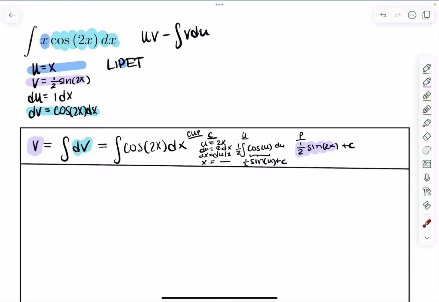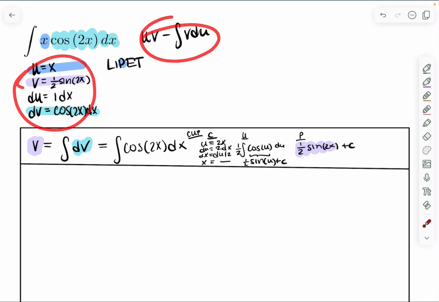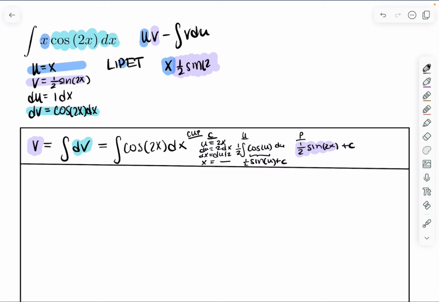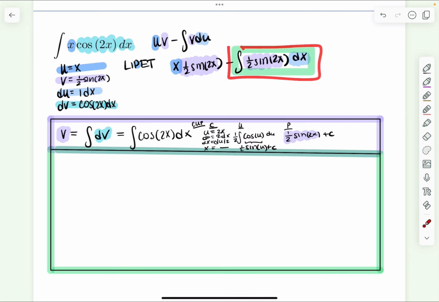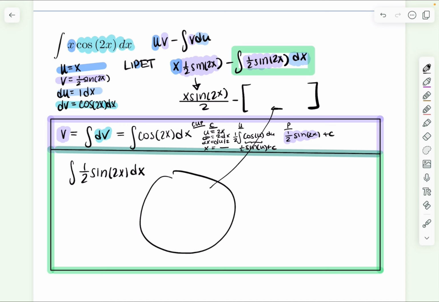We don't care about the plus c's because at the end of the day, there might be 5,000 plus c's, but you're going to have only one plus c in your answer. Now that we have everything that we need, let's get into the equation. So we have u, which is our x, times v, which is 1/2 sine of 2x, minus the integral of v times du, which is just dx. And then this right here is the second integral, and we're going to solve that in the second integral box. But before I do that, I like to drop everything down. So this is really x sine of 2x divided by 2, and then minus whatever I get here is going to be plugged in here, and I'm going to make sure I don't forget my plus c.